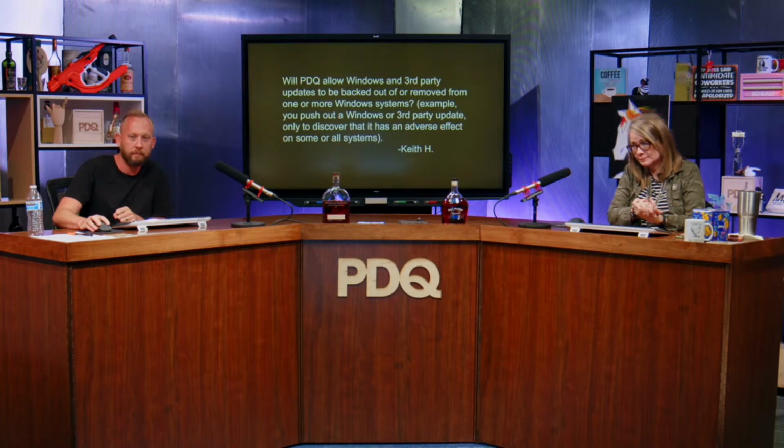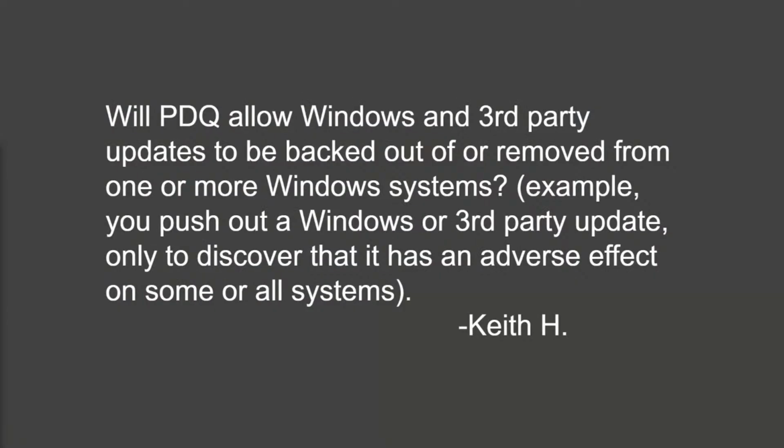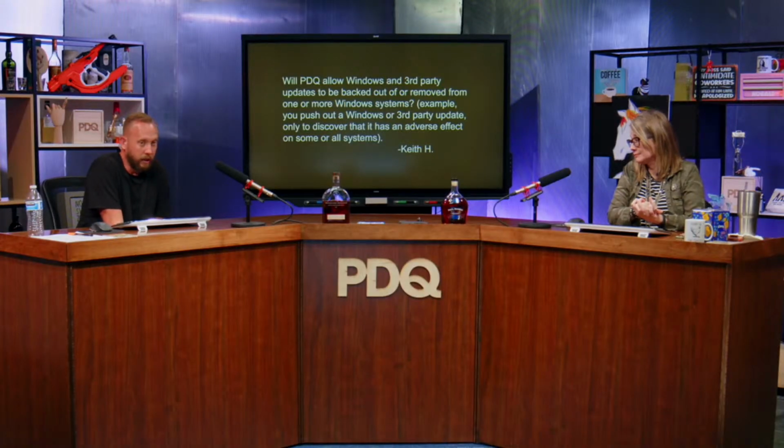Next question. Will PDQ allow Windows and third-party updates to be backed out of or removed from one or more Windows systems? Example: you push out a Windows or third-party update only to discover that it has an adverse effect on some or all your systems. Sincerely, Keith. I like this idea a lot. In Deploy and Inventory, that's going to be kind of hard, because I don't have a real-time perspective of a machine that's any more accurate than the last scan. You could still kind of accomplish it by creating a collection that's looking for the thing that you don't want to have and then tie it to a package and a schedule to remove it.